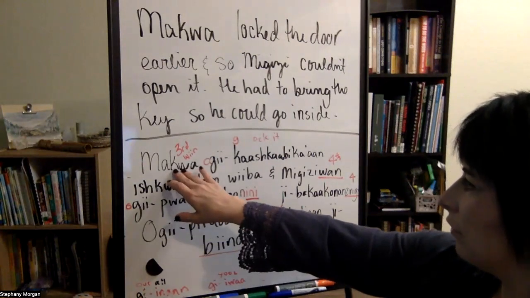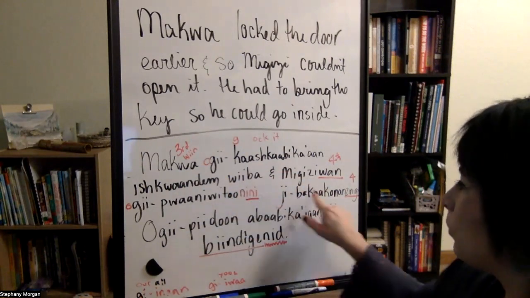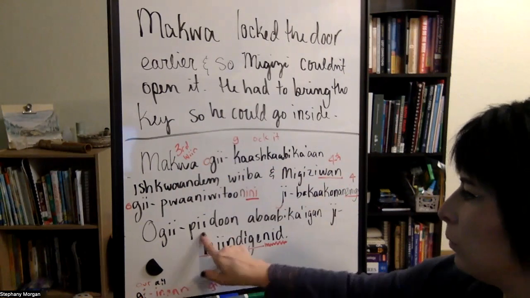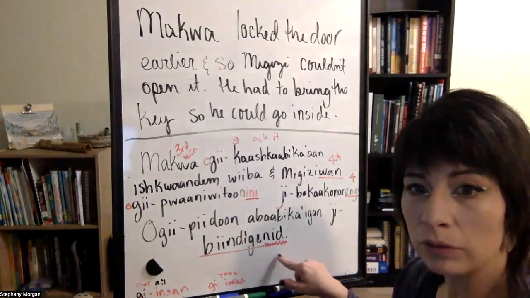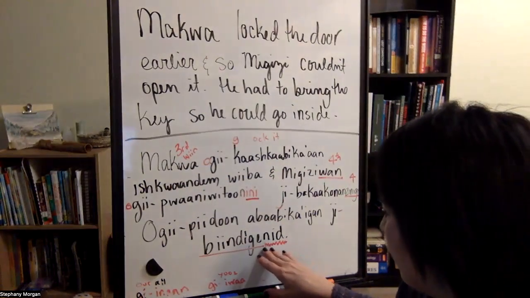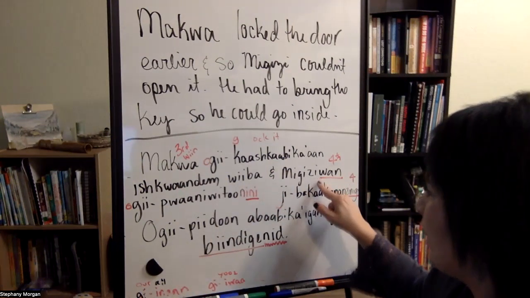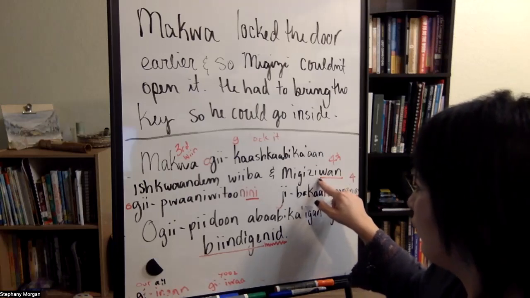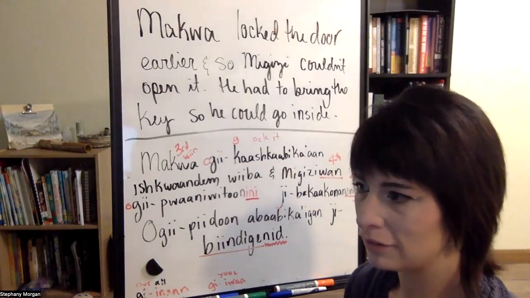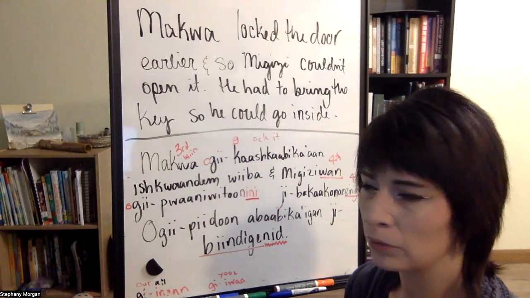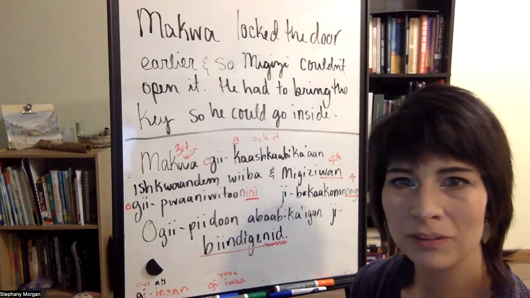So Makwa, third person, is the one who did the locking of the door. Migazi is the one who could not open the door. Makwa is the one who brought the key. Migazi is the one who entered. So that's how that works. By knowing, you don't have to constantly keep saying names as long as you know you've established who that secondary character is, the fourth person versus the third person, and then you just continue to add the appropriate suffix endings for obviative or fourth person.